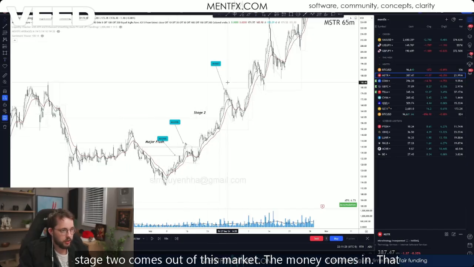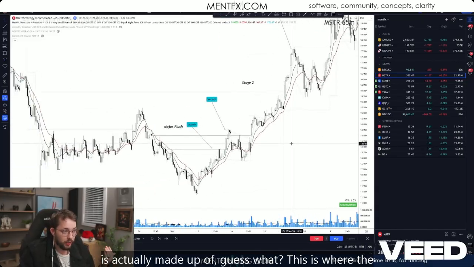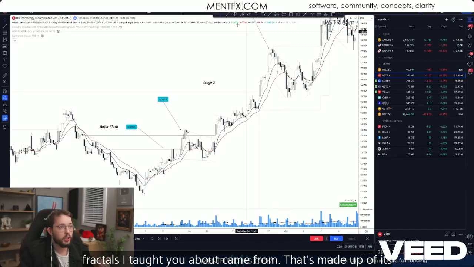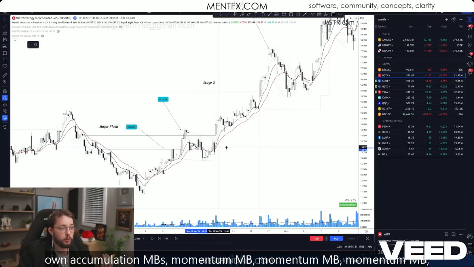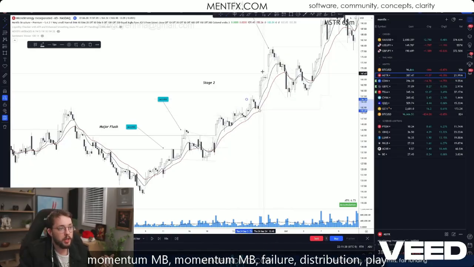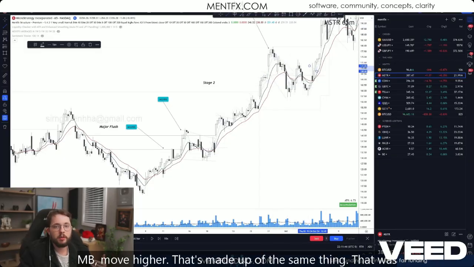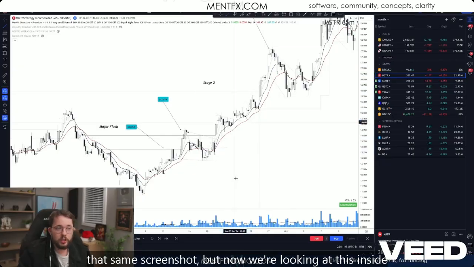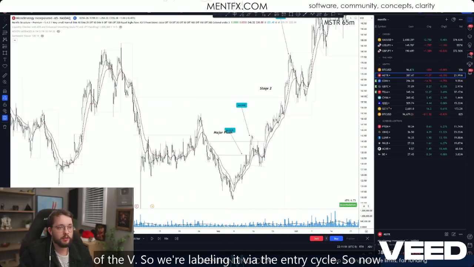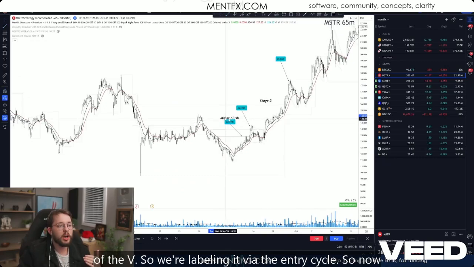The stage 2 comes out of this market. The money comes in. That is actually made up of, guess what? This is where the fractals I taught you about came from. That's made up of its own accumulation MBs, momentum MB, momentum MB, failure, distribution, play around, come out of that stage 1, momentum MB, move higher. That's made up of the same thing. That was that same screenshot, but now we're looking at this inside of the V. So we're labeling it via the entry cycle.